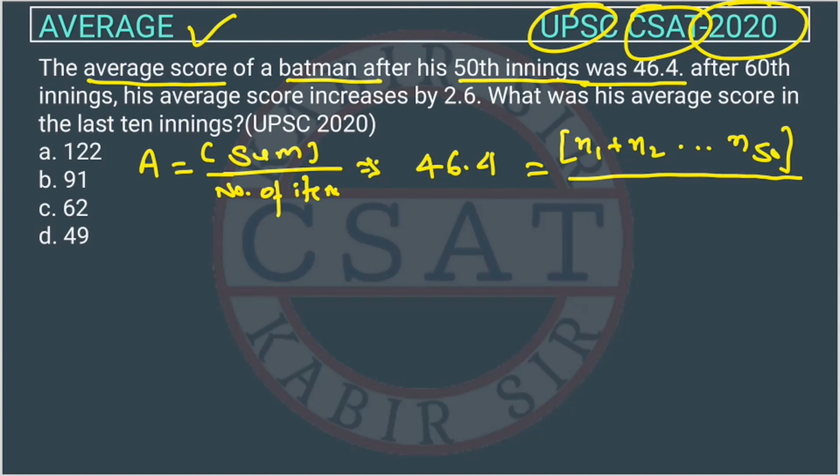I am explaining this in detail so that every student can understand, and the students who know this basic should also focus on it, because in the exam the examiner tries to confuse you in the basics itself. In UPSC you won't get questions that check your calculation or speed. Here they want to check your basic understanding. So the number of innings will be 50, and N1 plus N2 up to N50 will be 46.4 into 50.